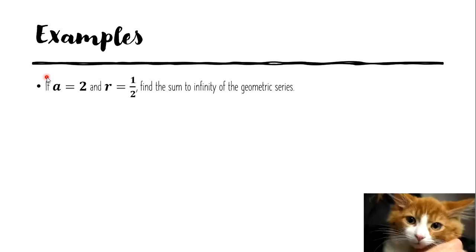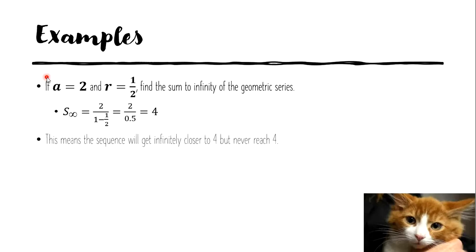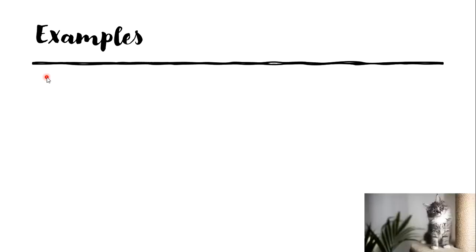Okay, so if a equals 2 and r equals a half, find the sum to infinity of the geometric series. Well, S of infinity is equal to 2 over 1 minus a half, which is 2 over a half, which is 4. This means the sequence will get infinitely close to 4, but never reach 4, i.e. graphically, there's an asymptote at 4. Examples.